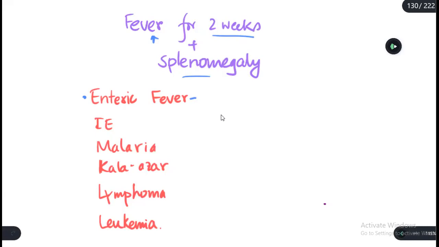Initially, the patient has headache and abdominal cramping and abdominal pain along with constipation. And in later stages, the patient can develop splenomegaly and rashes.